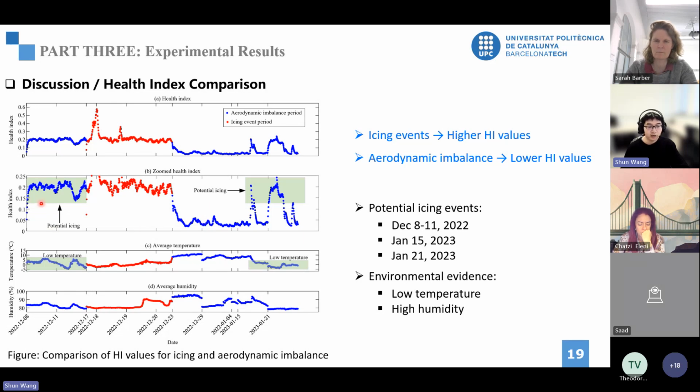But the highlighted periods show unusual patterns. We think this might be unrecorded icing. The weather data supports this, showing low temperature and high humidity. But without direct ice checks, we can't be certain. If it is confirmed, we could use a simple threshold method to distinguish icing and aerodynamic imbalance.